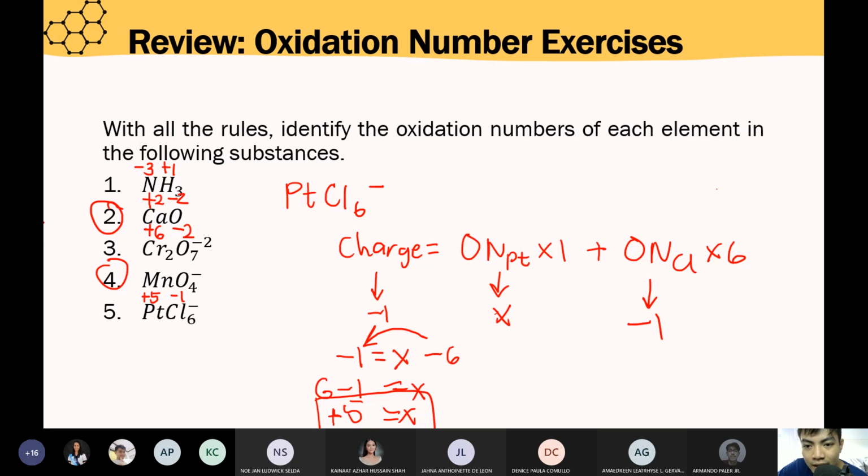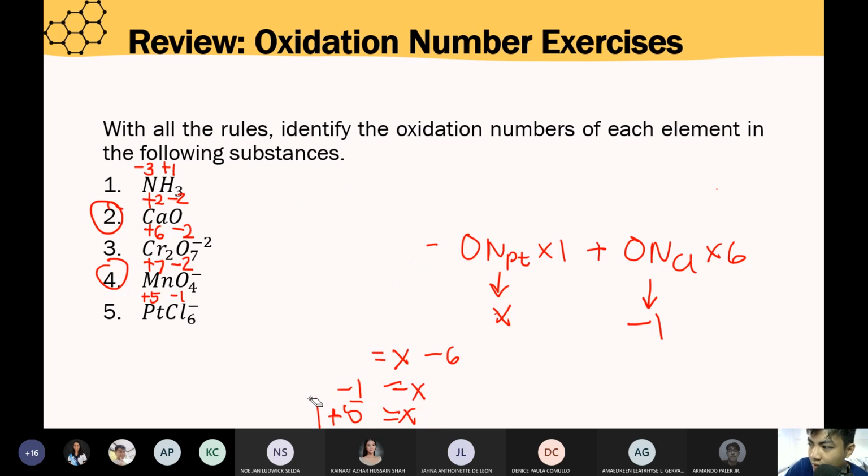Okay? And then for permanganate, MnO4 minus, the answer is +7 for manganese, -2 for oxygen. Okay? So for this question, I will show you why. Why is manganese +7?